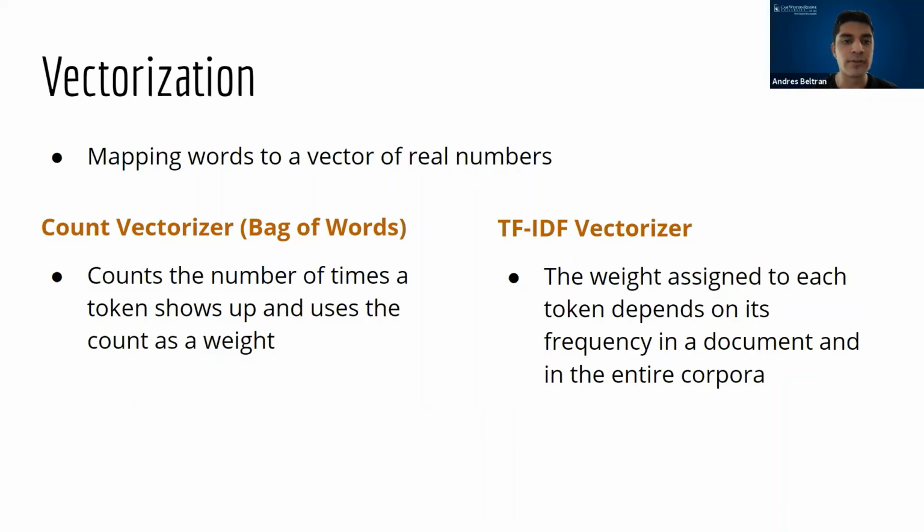The second kind of vectorizer is called the TF-IDF. This vectorizer instead uses weights assigned to each token that depend on both the frequency of each token in a document and in the entire corpora.